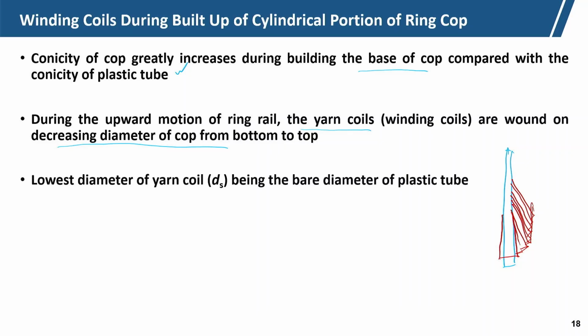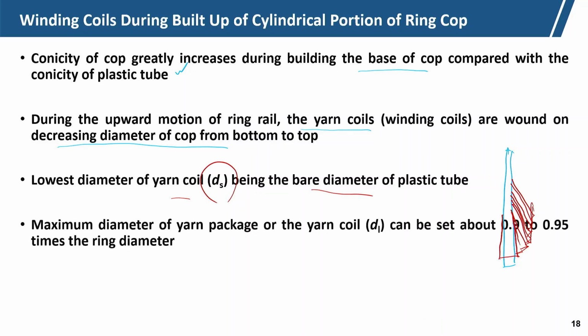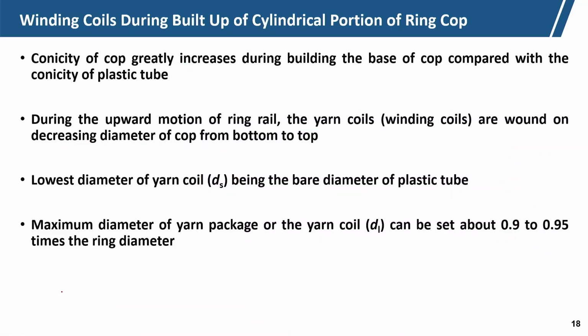The lowest diameter of the coil, ds, is the bare plastic tube. The maximum diameter of the yarn package or the yarn coil, DL, can be set about 0.9 to 0.95. So, it should be a little bit less than the ring diameter, otherwise there will be a problem in the movement of the traveler.